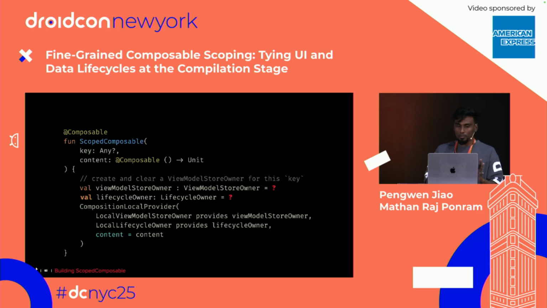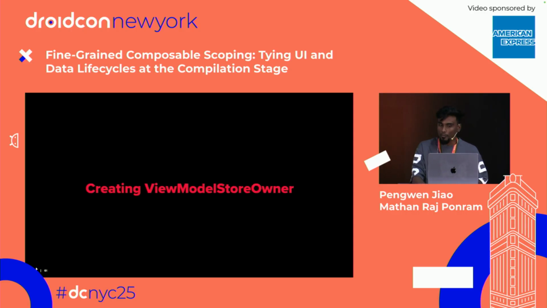And this is probably how the function would be implemented. We're going to create a view model store owner and lifecycle owner, and we have to provide them to a local composition local provider, but we don't know how we are going to create and manage them, right? Let's take a look at how we're going to do that.